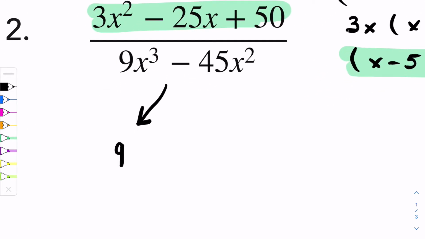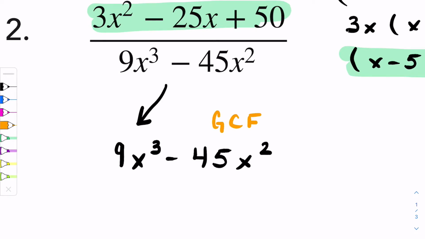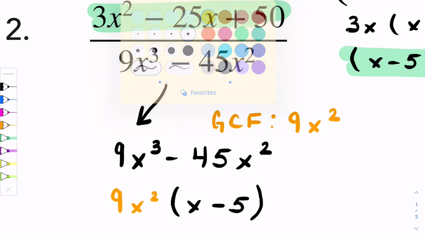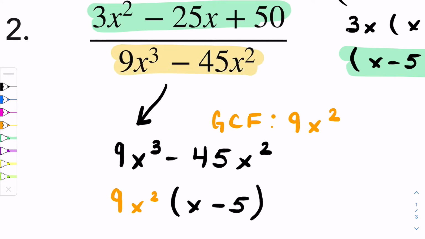So I have 9x cubed minus 45x squared. Recall that the first thing you always check for is a GCF. This one does have a GCF of 9x squared. When I take that GCF out, I'm left with x minus 5. And that is my factored denominator.